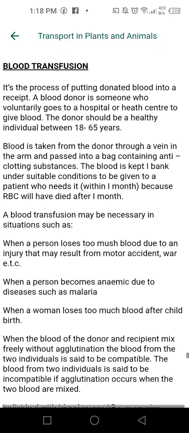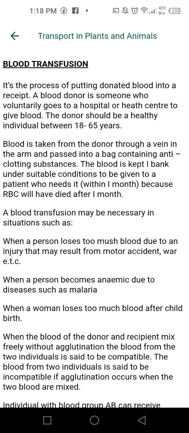Blood transfusion. It's the process of putting donated blood into a recipient. A blood donor is someone who voluntarily goes to a hospital or health center to give blood. The donor should be a healthy individual between 18 to 65 years.